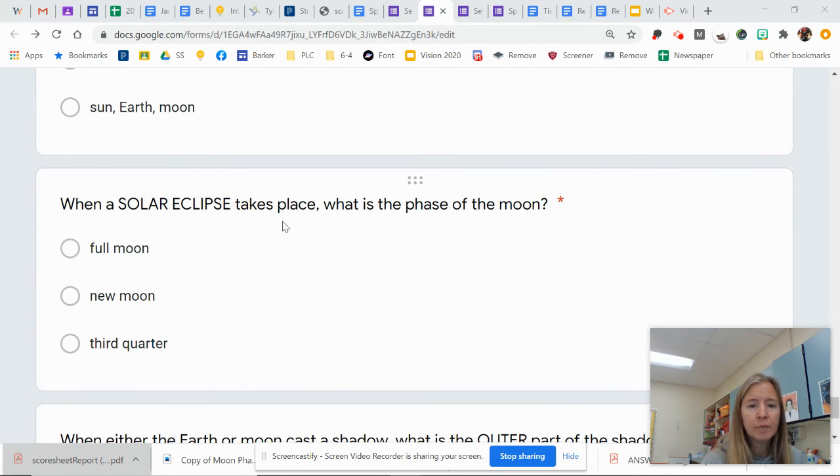When a solar eclipse takes place, what is the phase of the moon? Do we have a full moon, new moon, or third quarter? And again, you can maybe use that picture from a few questions up to help you.